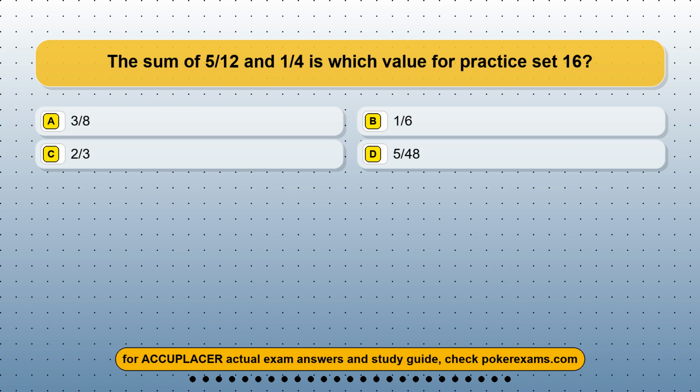Question 9. The sum of 5/12 and 1/4 is which value for practice set 16? Option A, 3/8. Option B, 1/6. Option C, 2/3. Option D, 5/48.